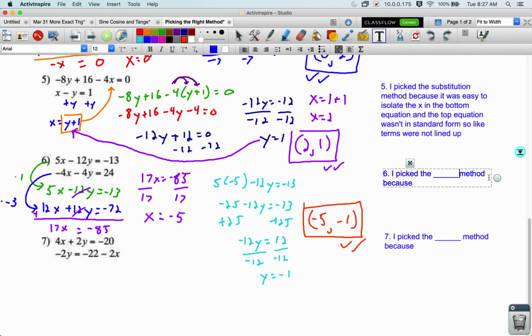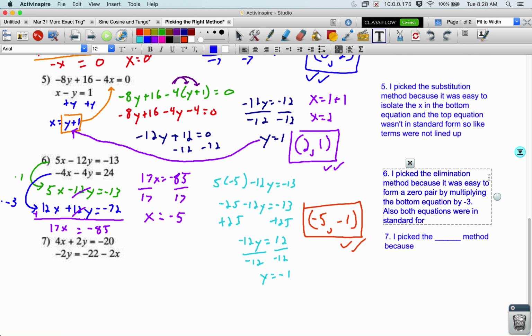All right, so on number 6, I picked the elimination method because it was easy to form a zero pair by multiplying the bottom equation by negative 3. Also, both equations were in standard form, which makes the like terms line up nicely.